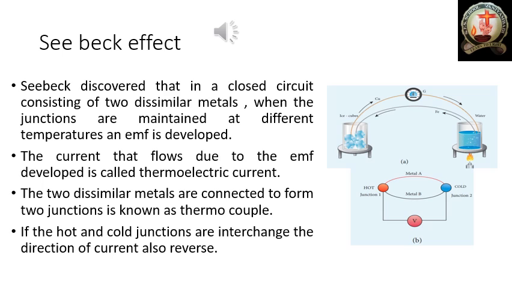So in a closed circuit consisting of two dissimilar metals, what are the two dissimilar metals? One is the hot junction and one is the cold junction. One is the ice cubes beaker and one is the water beaker. When the junctions are maintained at different temperatures, an EMF, electromotive force, will be developed. I hope we already know this. Where did we learn this?